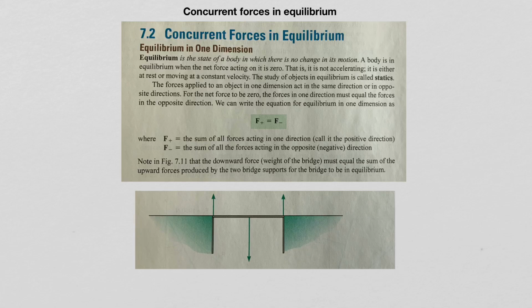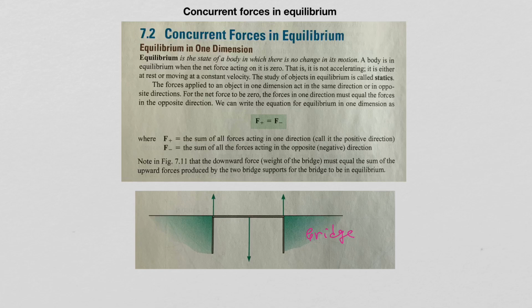So to illustrate this idea, consider this schematic representation of a bridge. So this is a bridge. The bridge itself has mass and therefore it has weight. Again, weight is the force with which the gravity of Earth is pulling on the mass of an object. And so the weight of the bridge is exactly in the middle of the bridge, and it is pointing down towards the ground.